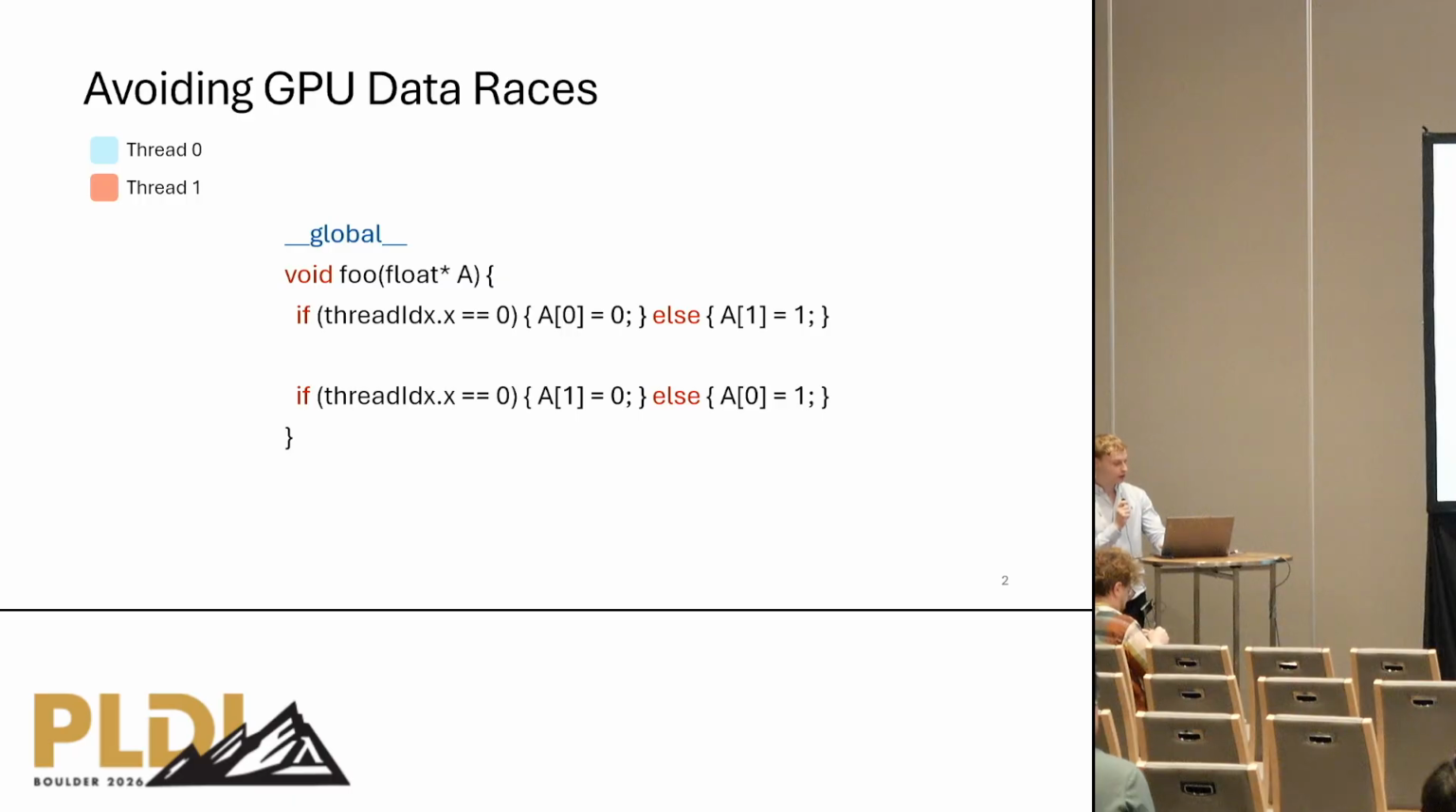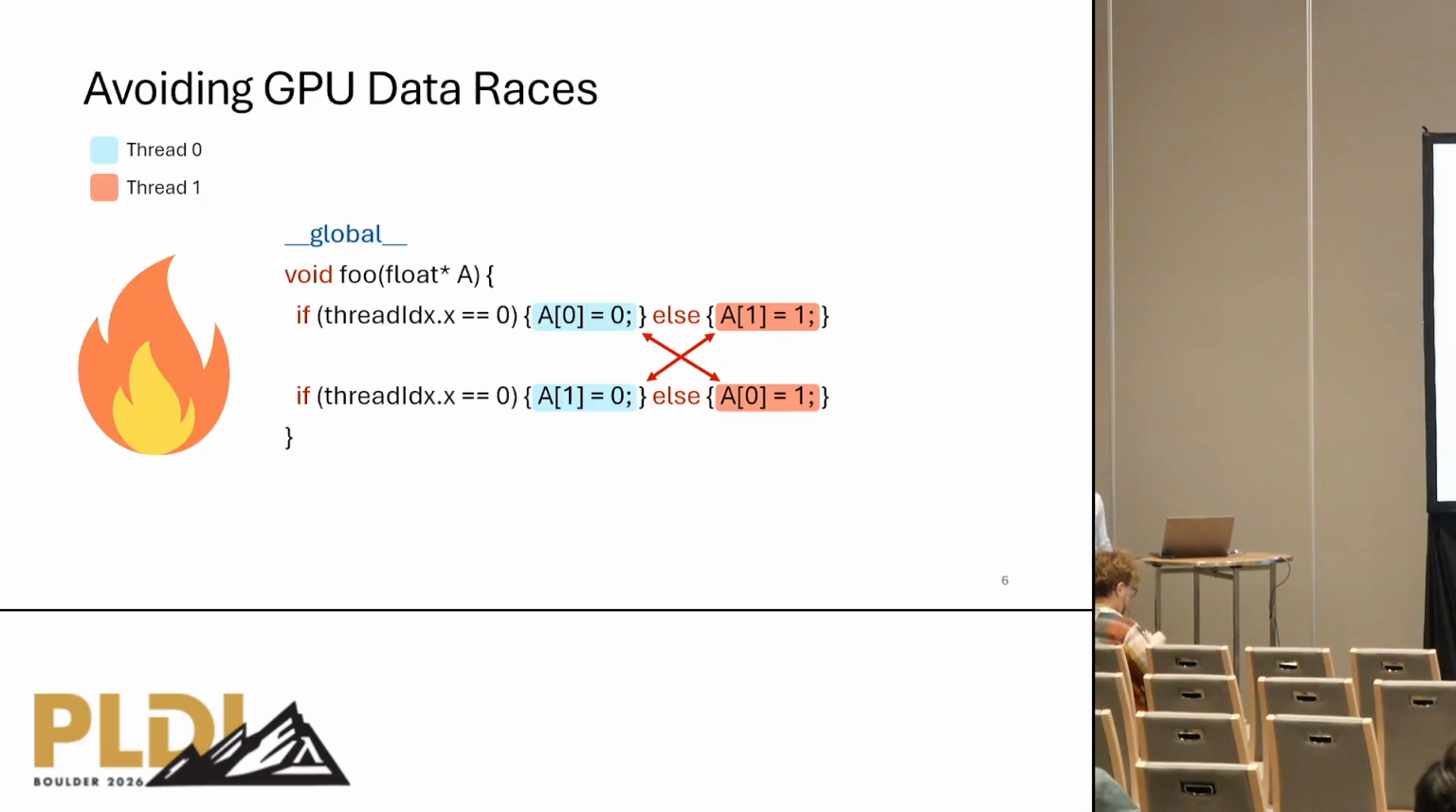So when thread 0 executes this program, it's going to try and assign the value 0 to both elements of this array A. And when thread 1 executes the program, it's going to try and assign the value 1 to both elements of the array. And I'm sure many of you will notice that there's a big problem with this program, which is that it has a data race. So the updates performed by thread 0 and thread 1 are going to race with one another. And this is a problem because data races are a form of undefined behavior in many GPU programming languages. So this program may reasonably do anything.